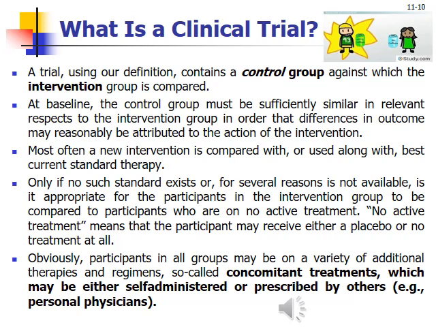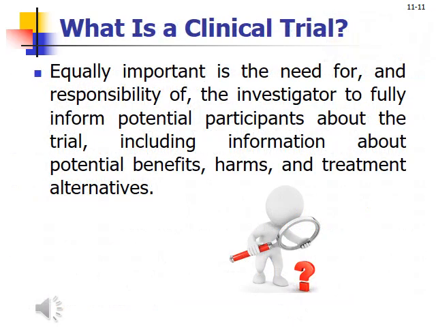Obviously, participants in all groups may be on a variety of additional therapies and regimens, so-called concomitant treatments, which may be either self-administered or prescribed by others, for example, personal physicians. Equally important is the need for and responsibility of the investigator to fully inform potential participants about the trial, including information about potential benefits, harms, and treatment alternatives.